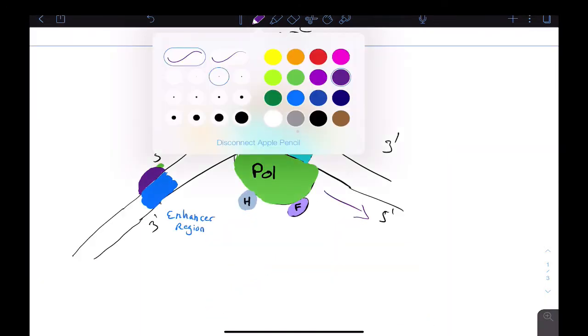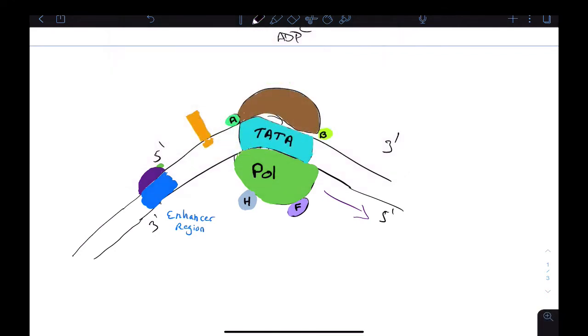All right, so what we're looking at, again, is this DNA sequence. Within that sequence, we have a 5' over here and a 3' over here. Then we have our polymerase that comes and attaches to the TATA box, and we have all of our transcription factors that are also attached.